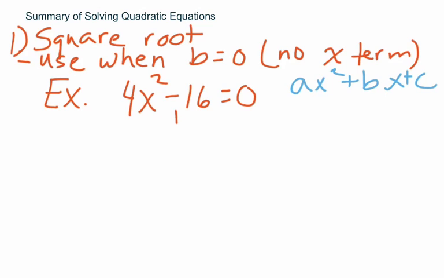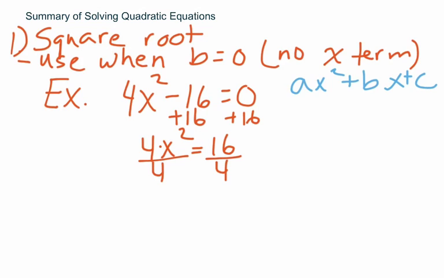To solve this equation, we would add 16 to both sides. So we'd get 4x squared is equal to 16. This is multiplication here between the 4 and the x squared. So we would divide both sides by 4, getting x squared is equal to 4. And then at this point, we would square root both sides because square rooting and squaring undo each other. This would leave us with x.